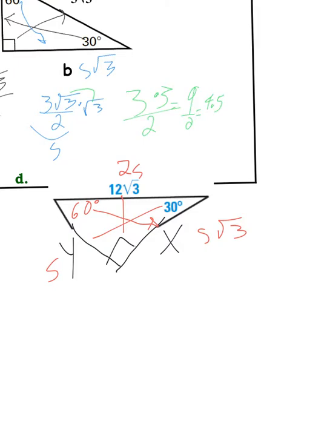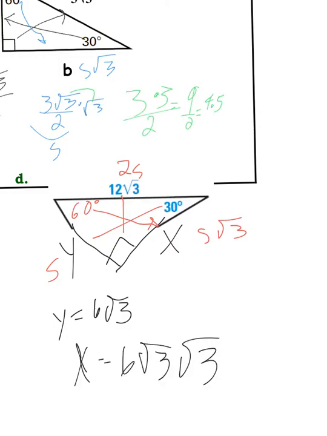So let's start with y, since it's easy to cut something in half. Y is going to be 6 square root 3 because I just cut 12 square root 3 in half. You pretty much just leave the square root 3 there. And so x is going to be 6 square root 3 for the s with the extra square root 3. 2 square root 3's together make a 3, so this is saying 6 times 3. The answer is 18.